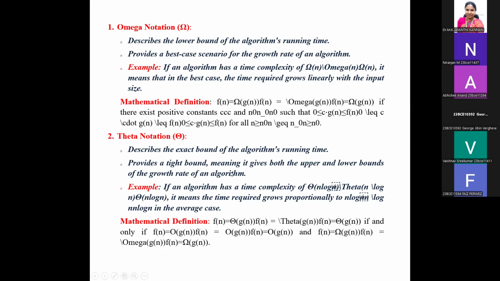So in theta notation, it provides the tight bound, meaning it gives both the upper and lower bounds of the growth rate of the algorithm. If an algorithm has a time complexity of theta of n log n, it means the time required grows proportionately to n log n, the average case. So we take the upper bound as well as the lower bound, and we find out the average.